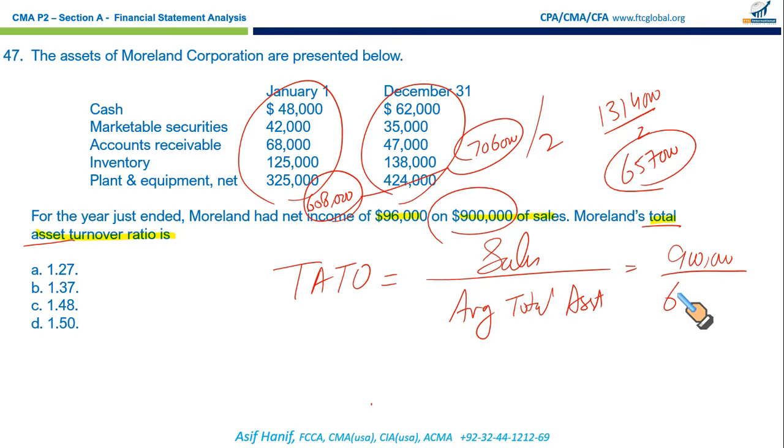So now we got the average assets, 900,000 over 657, and you get 1.36986, which is approximately 1.37. Perfect match for your option B. Perfect.